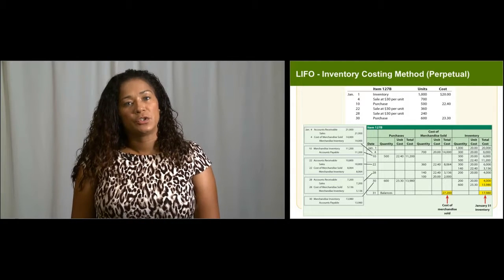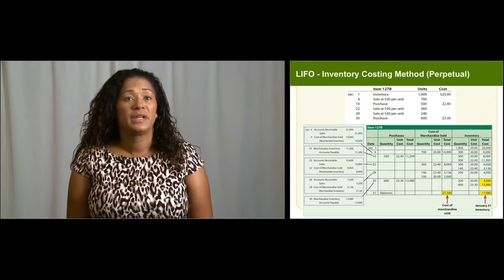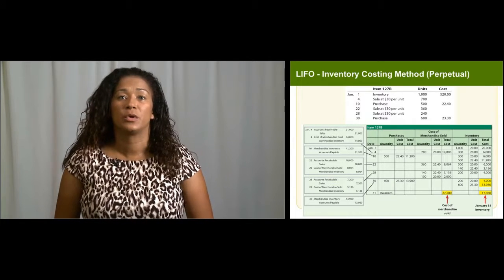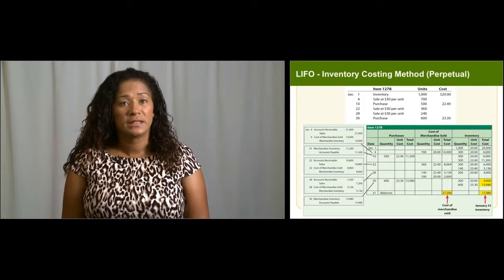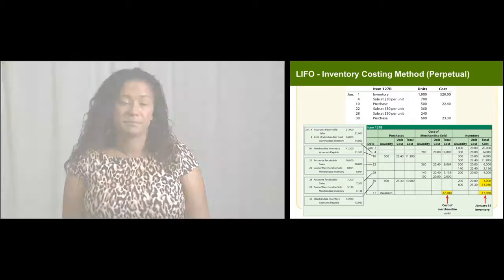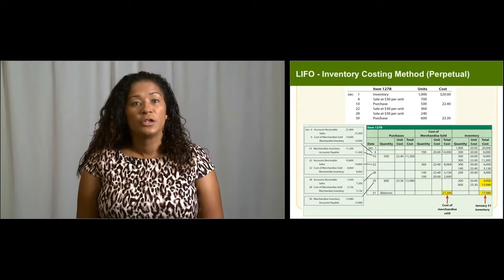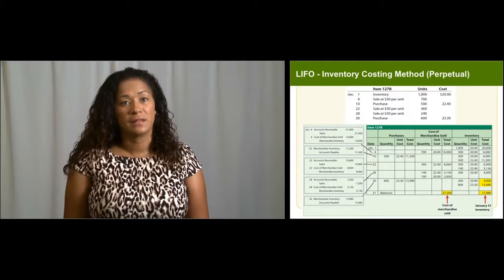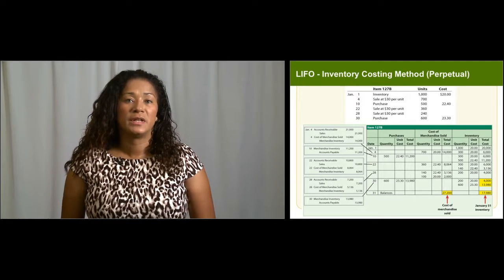The first column is used to record the date of each transaction. The next three columns, 2, 3, and 4, are used to record the quantity, unit cost, and total cost of the inventory purchased. The middle three columns, 5, 6, and 7, are used to record the quantity, unit cost, and total cost of the inventory sold or the cost of merchandise sold. The last three columns, 8, 9, and 10, are used to calculate the quantity, unit cost, and total cost of the remaining inventory balance.